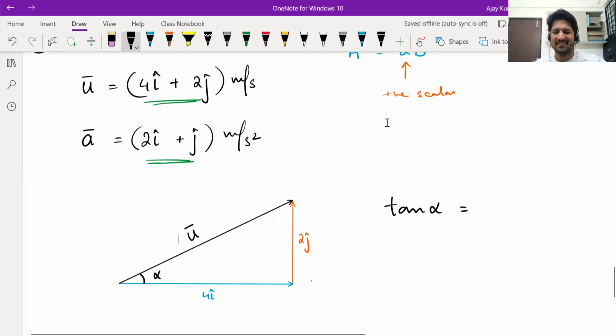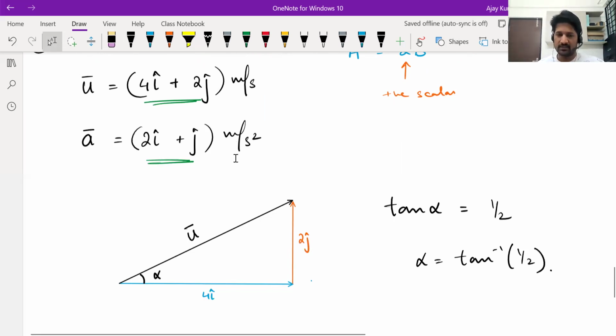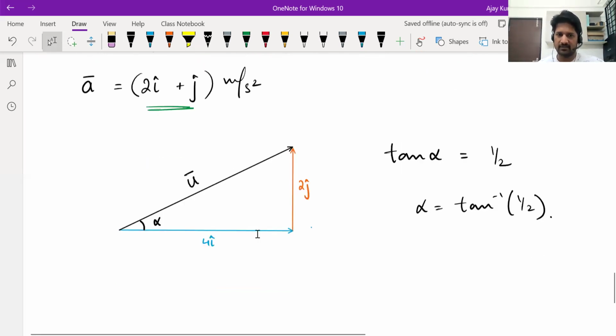Y component by X component. Okay, in this case, how much will that become? Opposite by adjacent. 1/2. 2 by 4, that is 1 by 2. So the angle alpha that this velocity vector makes with the x-axis is tan inverse of 1 by 2. Correct. Now let us consider the acceleration vector.